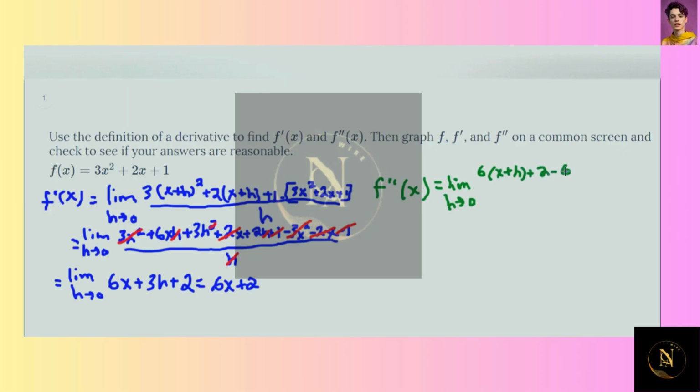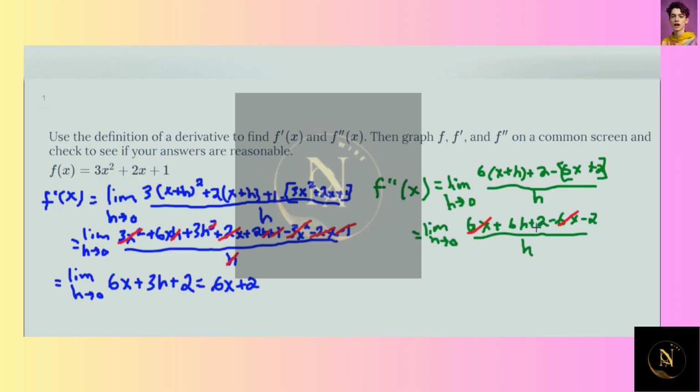and then we're subtracting 6x plus 2. Put this in some parentheses, all divided by h. Okay, the next step will be to distribute the 6 in the numerator, 6x plus 6h plus 2, and then distribute the negative, 6x minus 2, divided by h. Okay, 6x and negative 6x will cancel, plus 2 and negative 2 will cancel, and then we're left with 6h over h, which if we simplify becomes just 6.